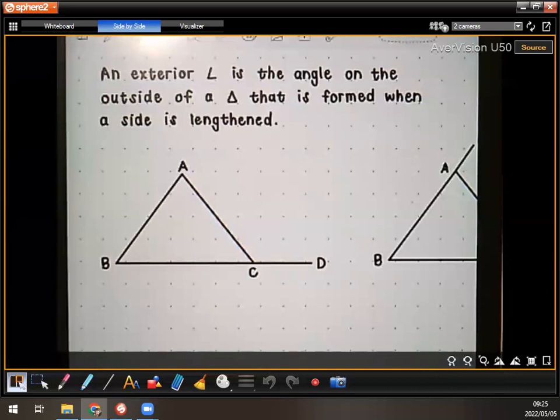I don't think we're going to say in a test, what is an exterior angle of a triangle? Okay, you won't have to answer that kind of question, but you obviously need to be able to identify it on a diagram. So it is the angle on the outside of a triangle. Obviously, exterior is outside, right? So an exterior angle is the angle on the outside of a triangle that is formed when a side is lengthened. So that is very important.